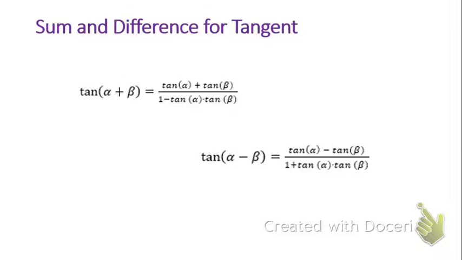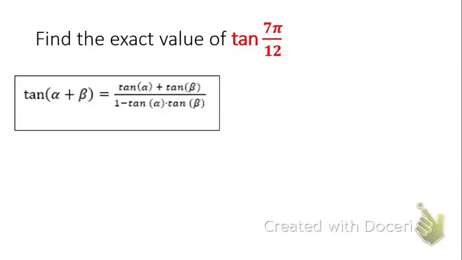So let's go ahead and find the tangent of 7 pi over 12. Go ahead and copy this down, and this is the identity. I just put it on the slide that we're going to use. So 7 pi over 12, we've found that angle quite a bit. And because I want us to practice with addition and subtraction, we're going to do addition.